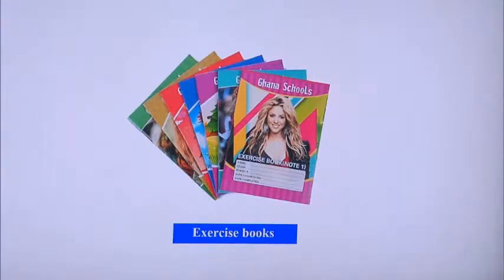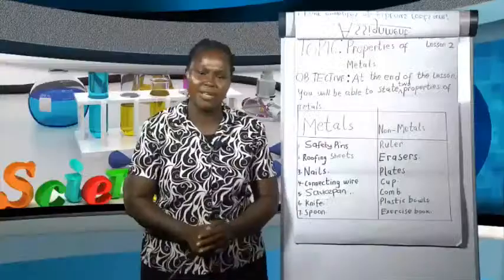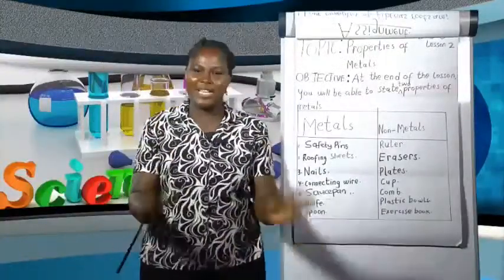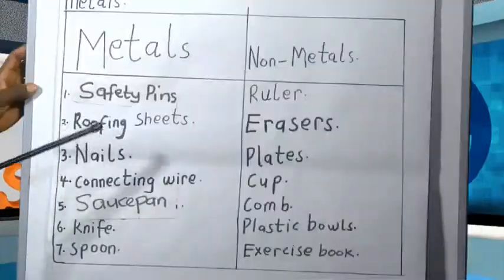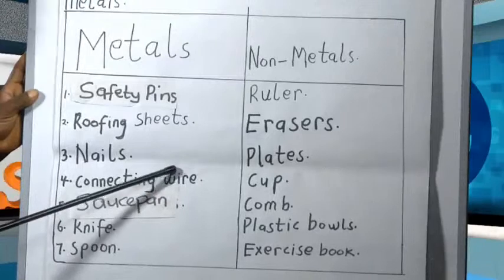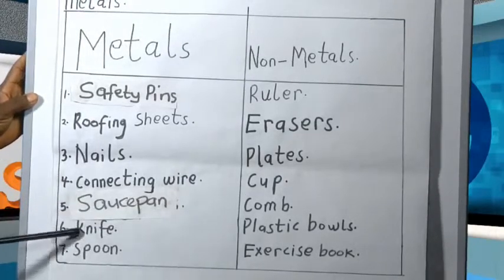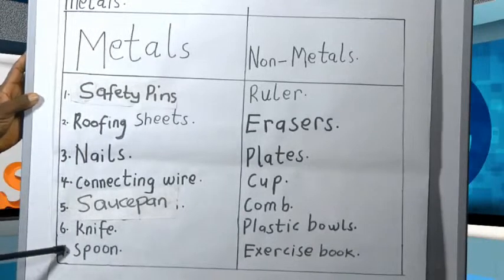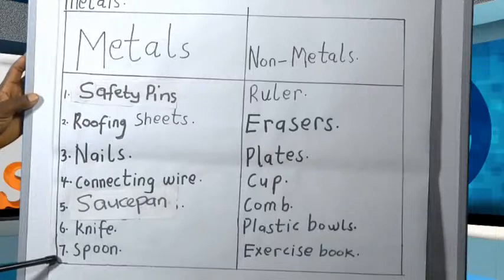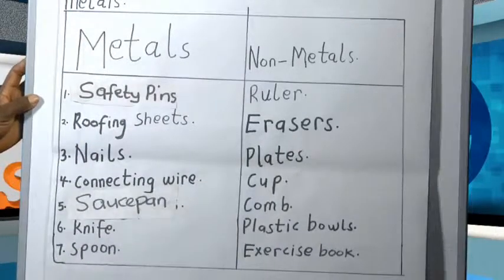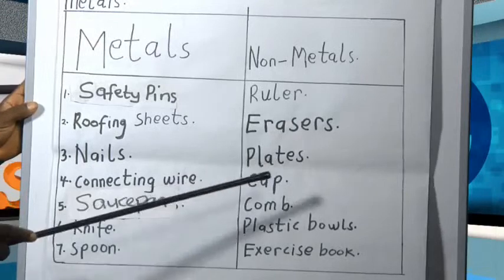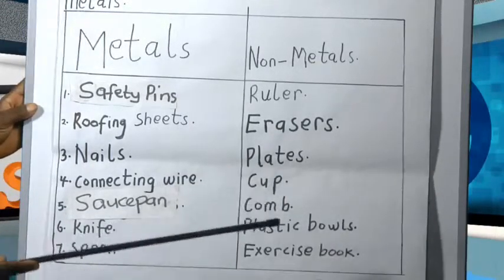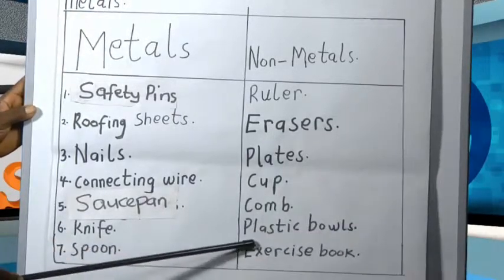So children, we have grouped our materials into metals and non-metals. So these are metals. We have safety pins, roofing sheets, nails, connecting wire, saucepan, knife, spoon. So these are materials made from metals. They are made from what? Metals. And these are materials made from non-metals. They are made from what? Non-metals. We have ruler, erasers, plates, cup, comb, plastic bowls, and exercise books.